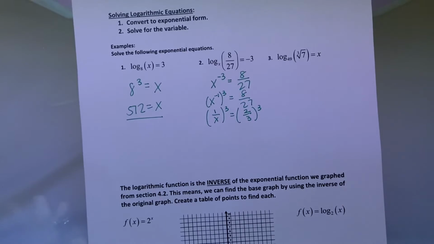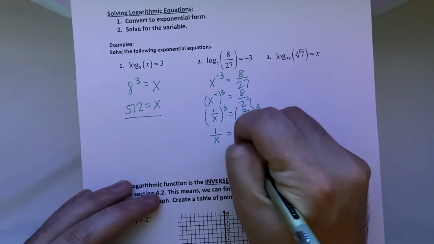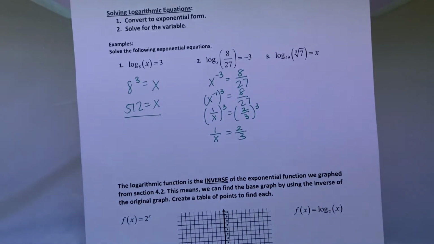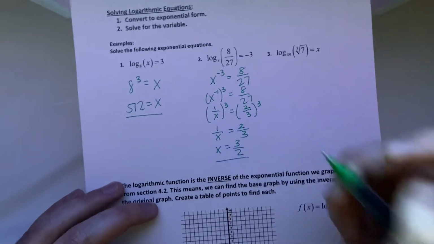You would take the cube root of both. If my exponents are equal and my equation is equal, I'd have 1 over x equals 2/3. And of course, if I want to flip the left side to x over 1, I would also have to flip the right side, so x is 3/2.